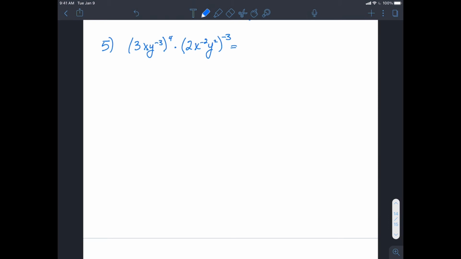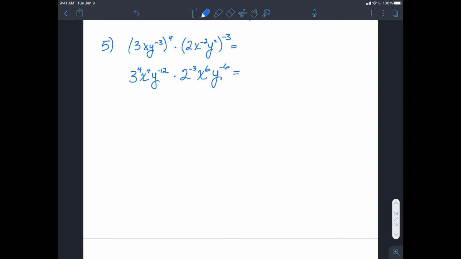So the first thing is to, it's not a great word, but distribute the exponents in each. So this is going to be, the first one is going to be 3 to the 4th, x to the 4th, y to the negative 3 times 4, which is negative 12, times 2 to the negative 3, x to the negative 2 times negative 3, which is x to the 6th, and y to the 2 times negative 3, or negative 6.